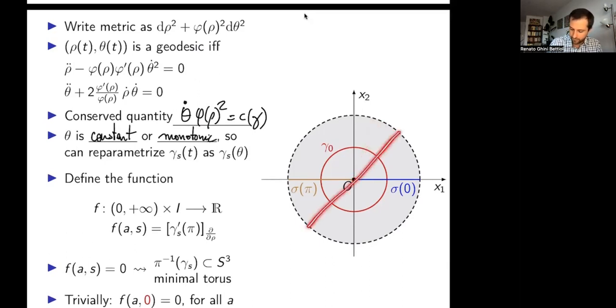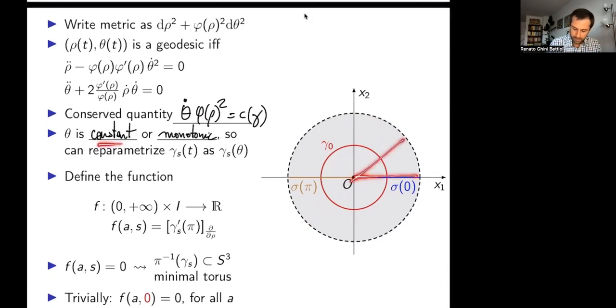That's exactly, again, half of a minimal sphere, as we discussed in the previous part. If it's not constant, it's not one of these segments, then it's monotonic. That means it keeps going, right? So it keeps rotating, so eventually you'll hit sigma pi. So I can define this function, again, set up so that zeros will be solutions. This function captures the angle at which, when I hit there, I look at the angle of this tangent vector, and see if it's pointing exactly down or not, right? So I see the angle it makes with sigma pi to see if it hits orthogonally.